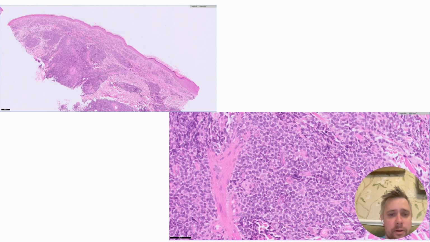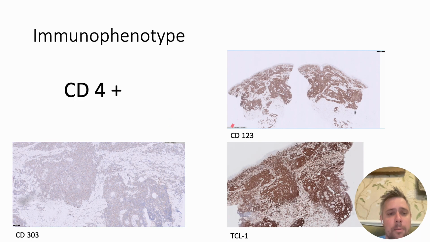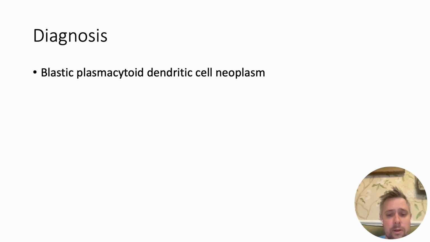And again, on biopsy, maybe the infiltrate wasn't quite as tightly packed or deep, but again you saw a monomorphic-appearing infiltrate of small, tightly packed cells. And immunophenotype was again positive for CD4, CD123, and TCL1. So the diagnosis in both cases here was something called blastic plasmacytoid dendritic cell neoplasm.